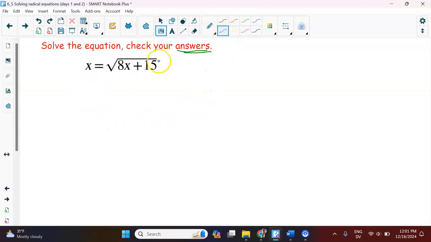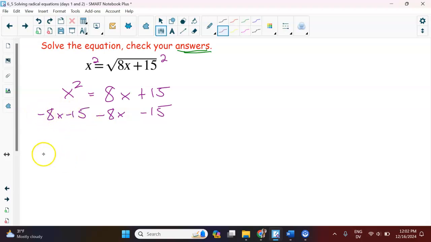Okay, what happens here is we can square right away to get rid of this square root. So the left-hand side is now x squared. The root is gone from the other side, so that's a good thing. Okay, and now it's a quadratic, so we're going to do quadratic formula, factor, graph, any of those things, but we want to get 0 on one side first. So we want to minus the 8x and minus 15. So we get x squared minus 8x minus 15 equals 0 on that side.